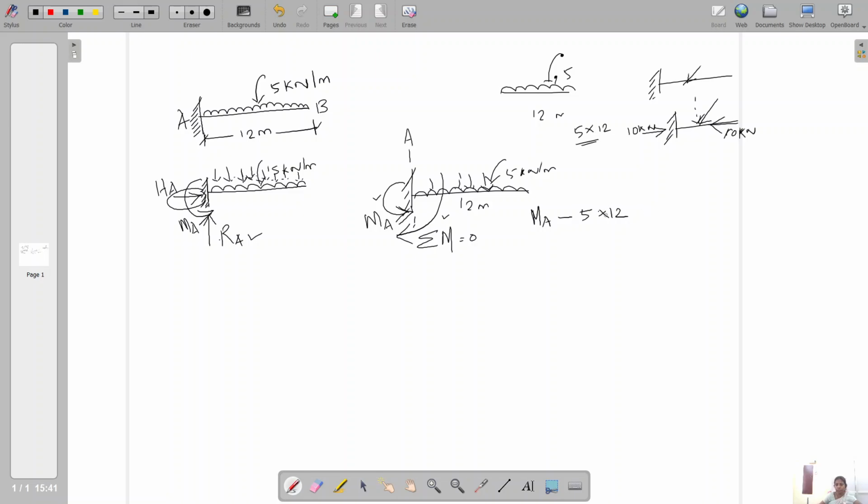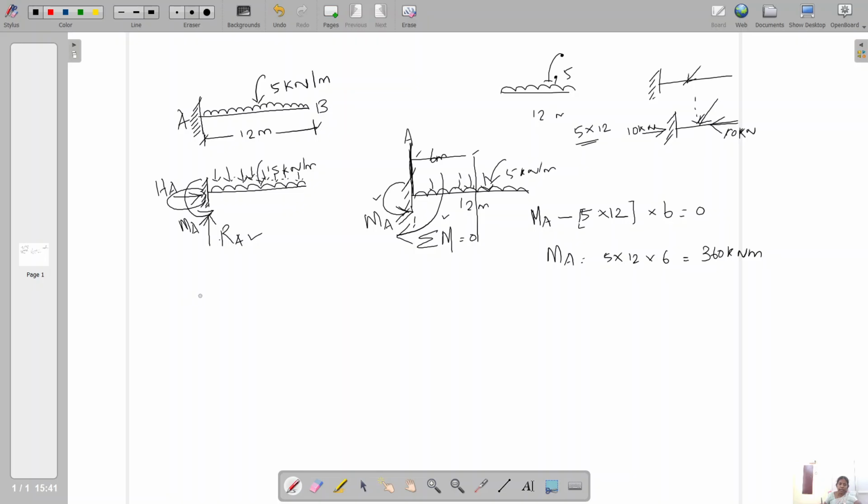You have already studied this, anyhow I am recalling the concept. 5 into 12 is the total load, into the centroid of this loading, which is at 6 meter. The centroid should be taken about the point of consideration, that is A, equal to 0. So MA equals 5 into 12 into 6, which is 360 kilonewton meter.